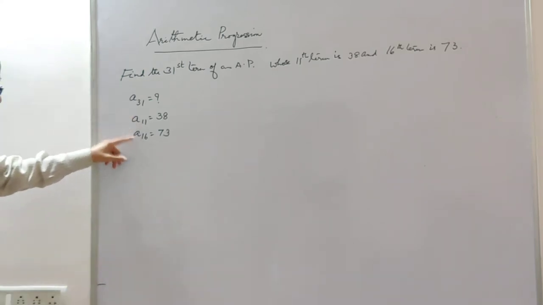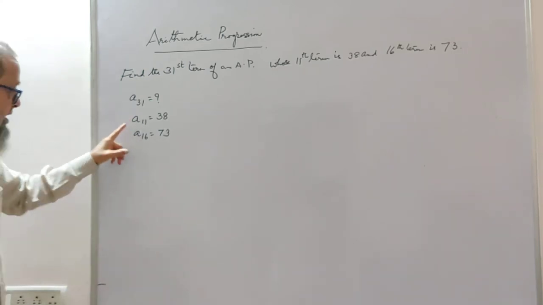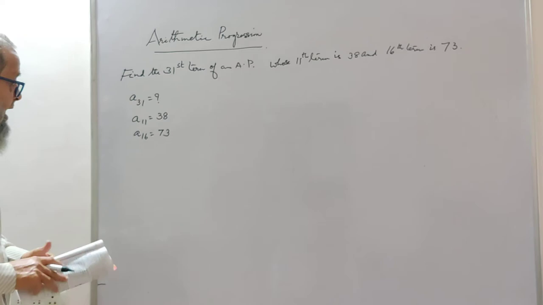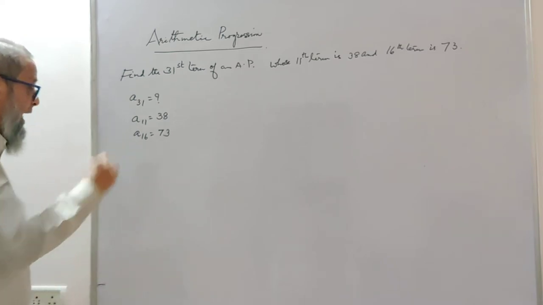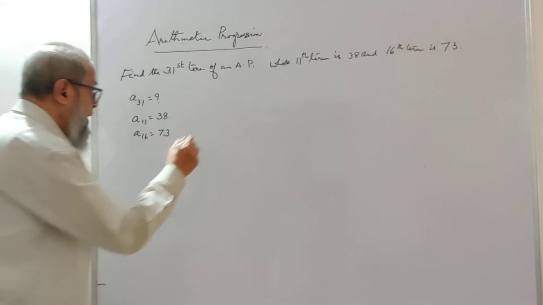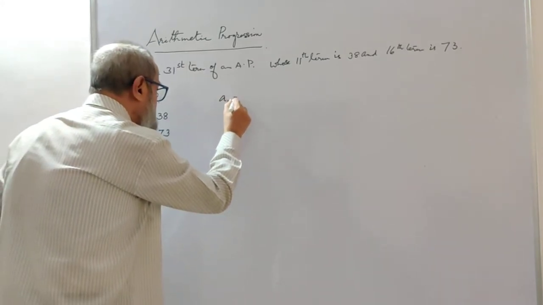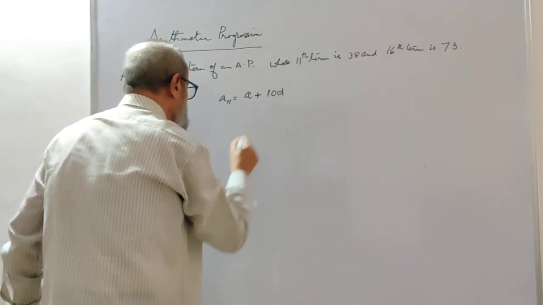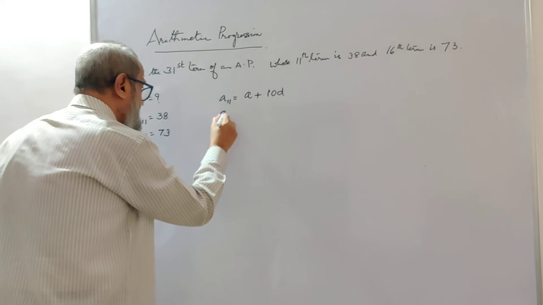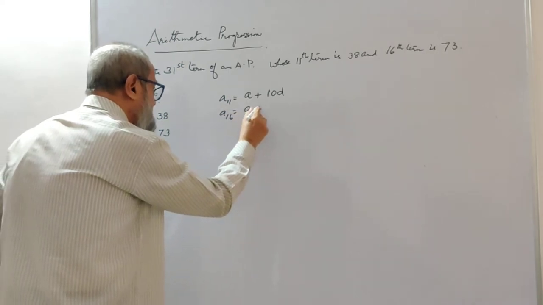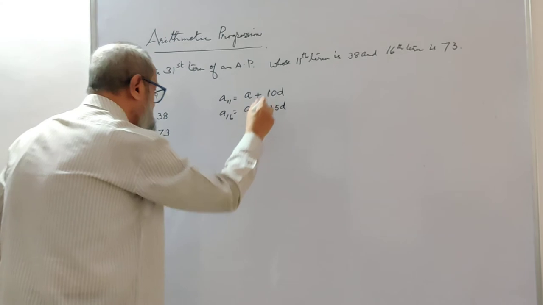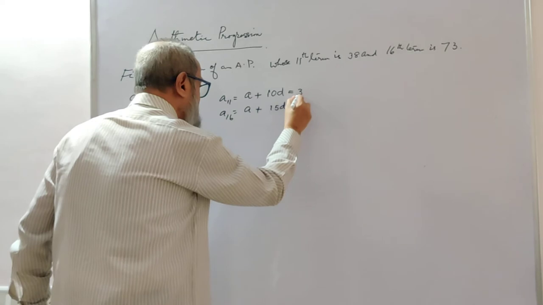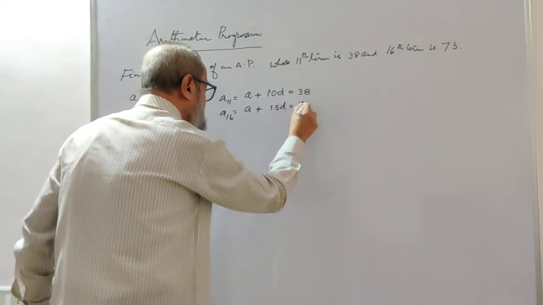Now, from this information, that is A11 is 38 and A16 is 73, I have to find out A and D. We know A11 is A plus 10D, right? We know that A16 is equal to A plus 15D. So we are having two equations, and this is given as 38 and this is given as 73.